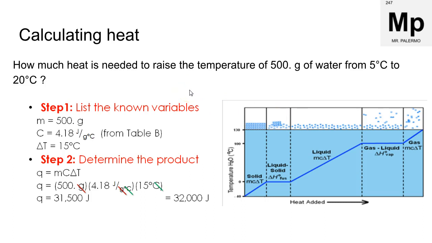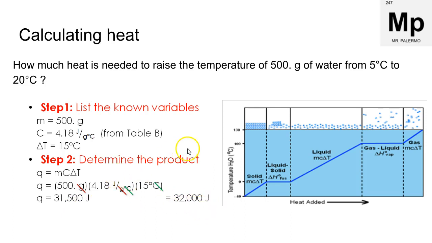So let's see an example. How much heat is needed to raise the temperature, so we're changing the temperature, of 500 grams of water from 5 Celsius to 20 Celsius. So once I know that's a change in temperature, I know I'm using Q equals mc delta T. I can list out my variables. So m, my mass, was 500 grams. The specific heat, C, of water from table B is 4.18, and our change in temperature from 5 to 20 is 15 Celsius. Then I'm just going to plug in these values into my equation, Q equals mc delta T, and I get 31,500 joules, or if you're rounding to proper sig fig, 32,000 joules.